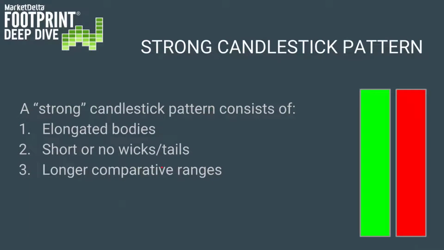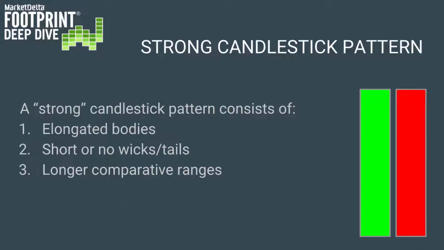So a strong candlestick pattern consists of elongated bodies, meaning they tend to be longer bars. If we're looking at time-based bars, you're going to see these strong candlestick patterns will tend to be longer, taller bars, with more prices that traded in them. There's a lot of impetus or conviction within those bars. They have short or no wicks or tails.